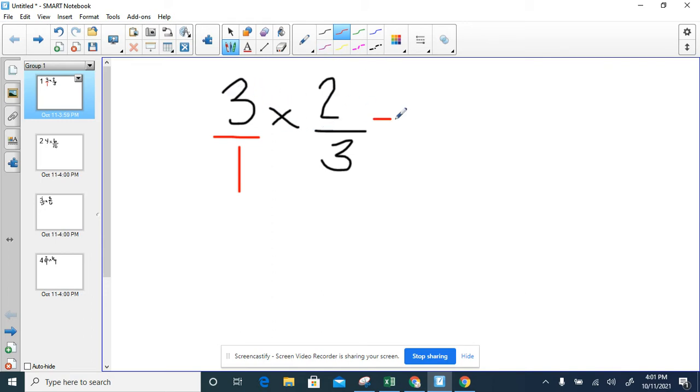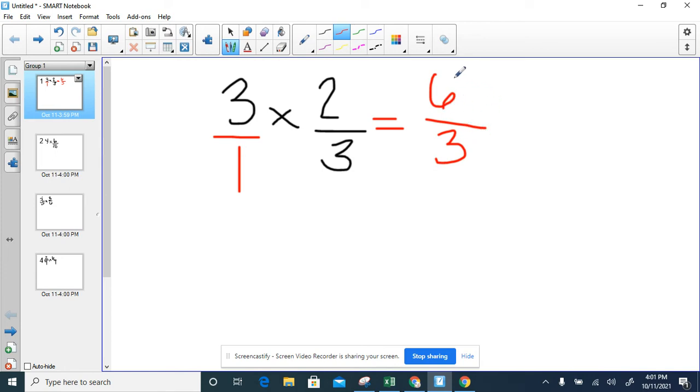3 times 2 is 6. 1 times 3 is 3. If the directions or teacher says you need to simplify or reduce, you're going to change your final answer, your product, into a mixed number or a proper fraction.